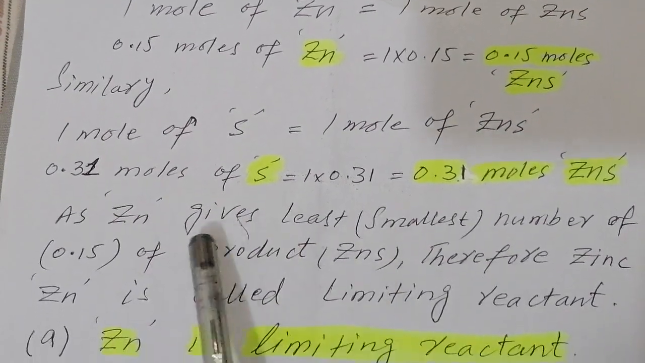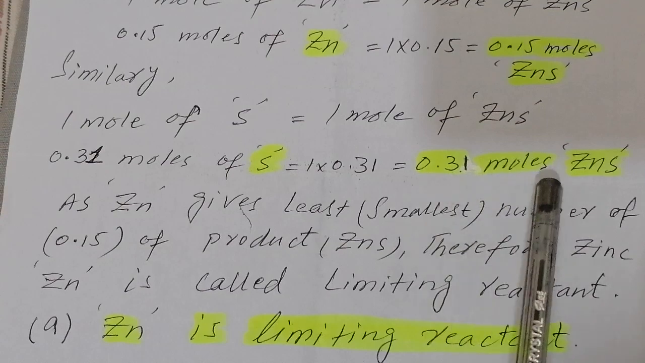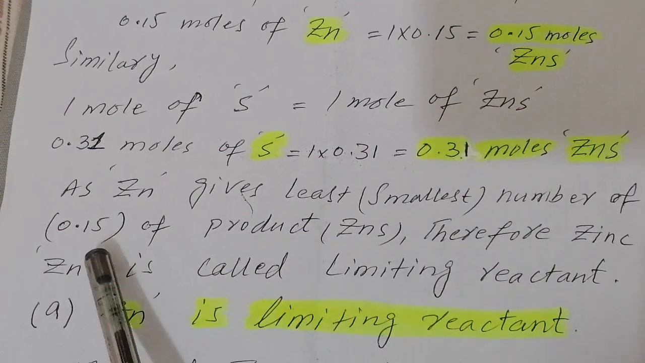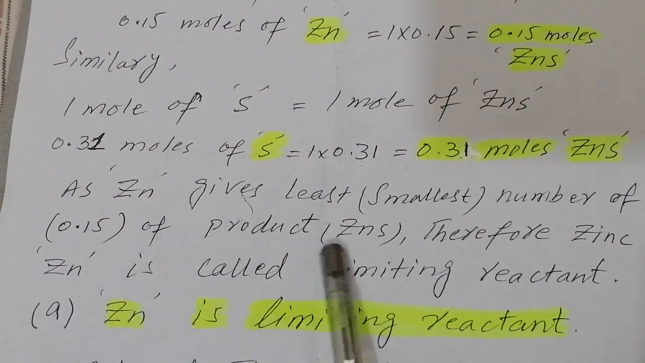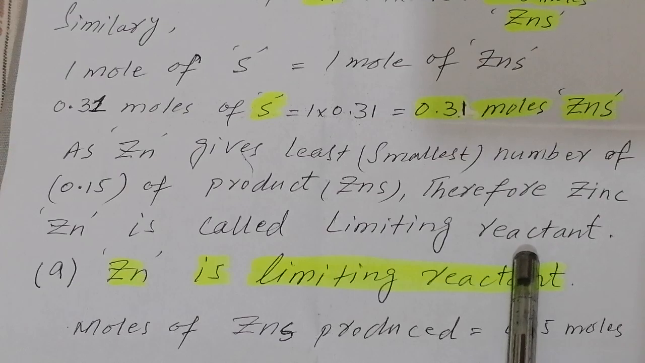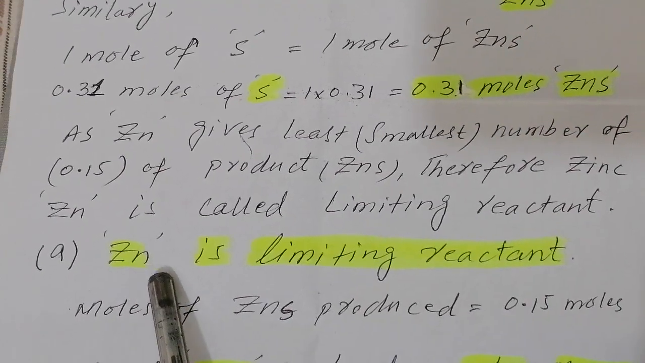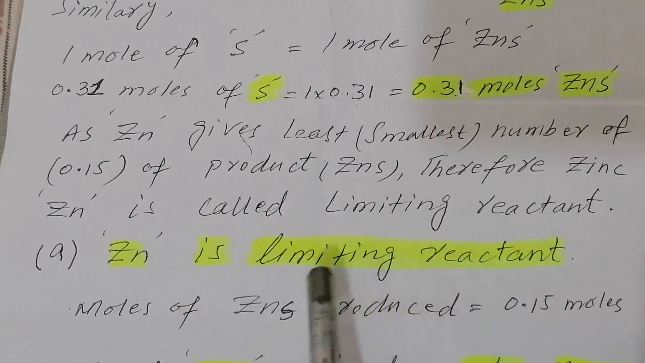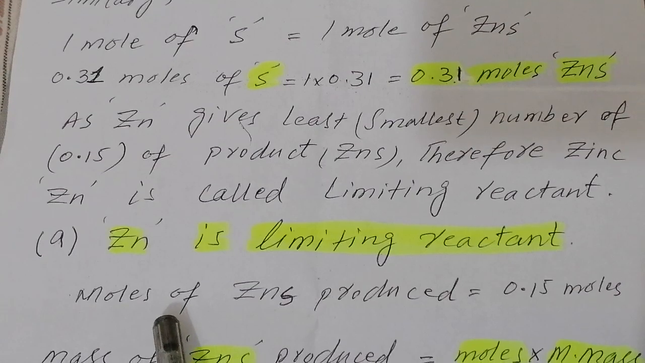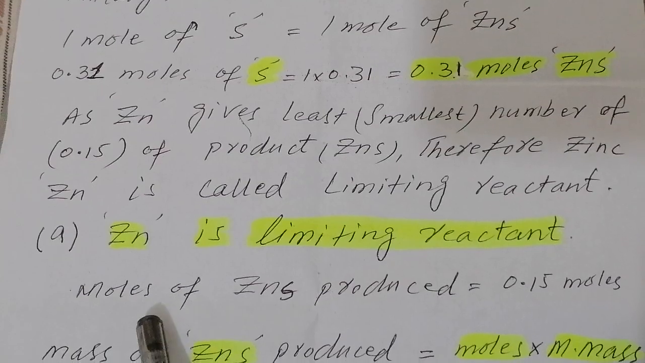0.31 moles are produced by sulfur, as zinc gives the smallest number of moles, which is 0.15, of the product zinc sulfide. Therefore zinc is called the limiting reactant. And this is the first part which we have determined, that zinc is the limiting reactant. Then we will come toward the second part of the question, and the second part is that we have to calculate the mass of product actually produced in the reaction.